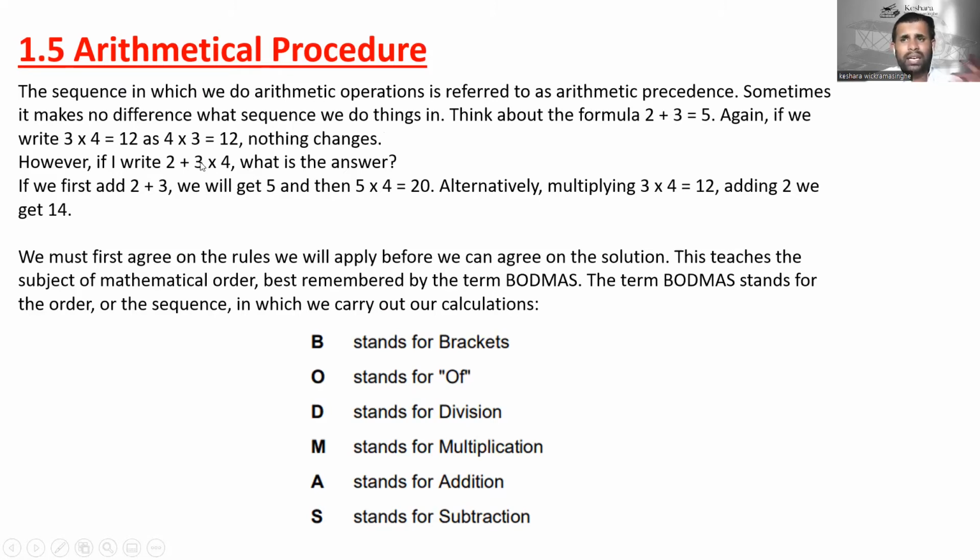In this situation, we can take it in two sections. If we first add 2 plus 3, we will get 5. Then if we multiply 5 into 4, the answer is 20. Alternately, multiplying 3 into 4 is 12, adding 2, we get 14. So there should be a pattern, right? We must first agree on the rules we will apply before we can agree on the solution.